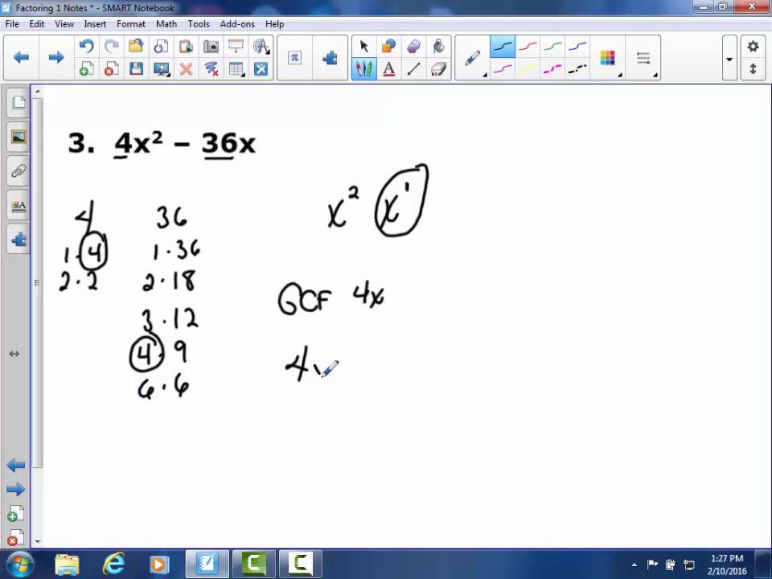So I write 4x, and then what's going to be left behind? So I take 4x squared divided by 4x. Well, 4 divided by 4 is 1. I subtract my exponent, so that's just going to be x. Minus, so we have 36x divided by 4x. X divided by x is 1. 36 divided by 4 is 9. So x minus 9.